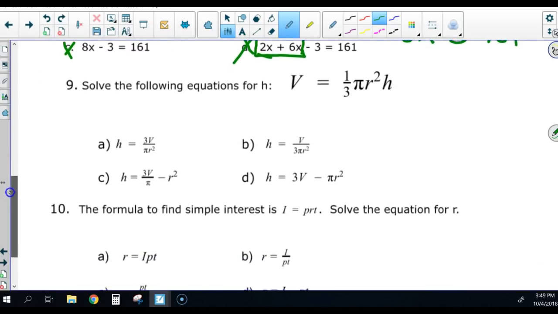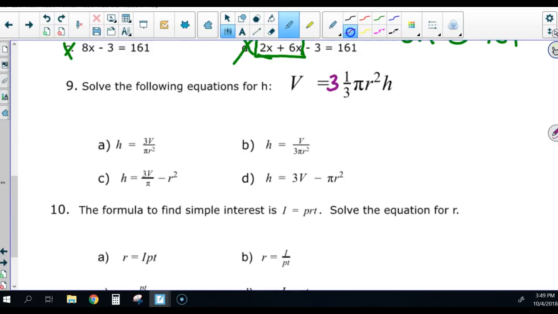Number 9. Solve the following equation for h. A lot of stuff going on here. I see a fraction, I see an exponent, a bunch of scary stuff, a pi. First thing I want to get rid of is this 1/3. I can get rid of 1/3 by multiplying by 3. Something you can think of, 1/3 of a number is the same as dividing by 3. Well, if I'm dividing by 3, how do you get rid of a divide by 3? Multiply by 3. So that will cancel out the dividing by 3, it'll also cancel out the 1/3. So multiply 3 on both sides.